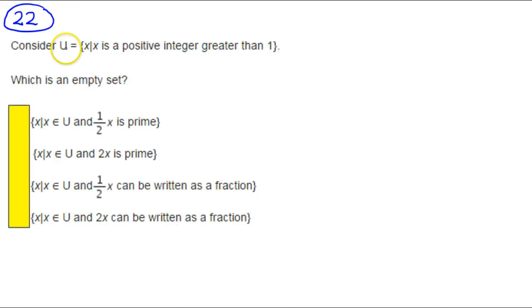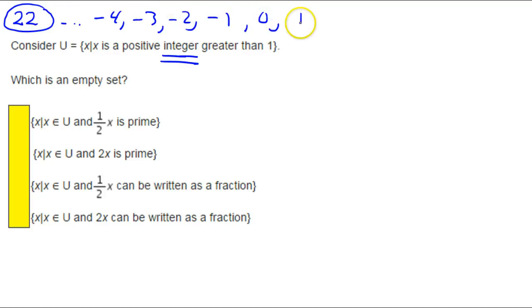All right, U basically stands for universe. So consider U, the universe here, is a set of all x such that x is a positive integer greater than 1. Now, integers are numbers that are not decimals or fractions. So integers include numbers like -4, -3, -2, -1, 0, 1, 2, 3, 4, etc.